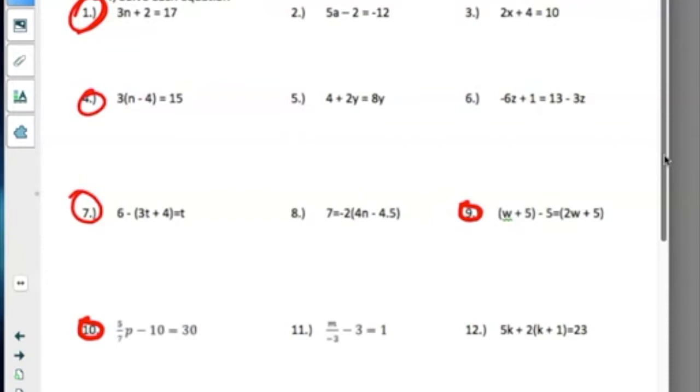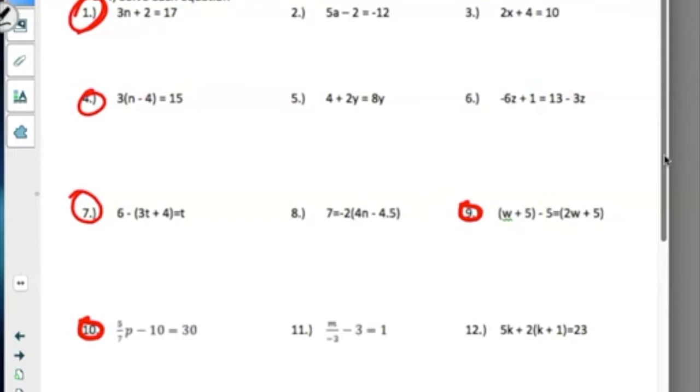All right, so now we looked at evaluation, we looked at simplification. Now we get to look at solving. Solving will let us use evaluation or simplification, and then after we finish solving, we can evaluate to check our work. So now I'm looking at problem 1. I got 3n plus 2 equals 17.